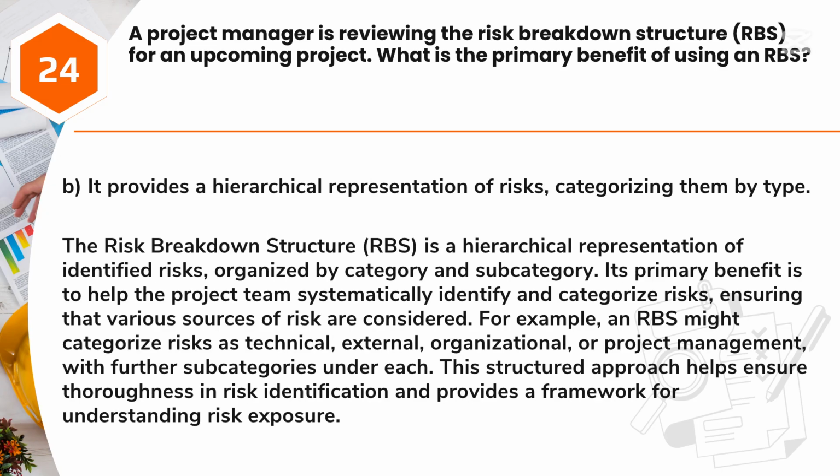Answer: B. It provides a hierarchical representation of risks, categorizing them by type. The risk breakdown structure, RBS, is a hierarchical representation of identified risks, organized by category and subcategory. Its primary benefit is to help the project team systematically identify and categorize risks, ensuring that various sources of risk are considered. For example, an RBS might categorize risks as technical, external, organizational, or project management, with further subcategories under each. This structured approach helps ensure thoroughness in risk identification and provides a framework for understanding risk exposure.